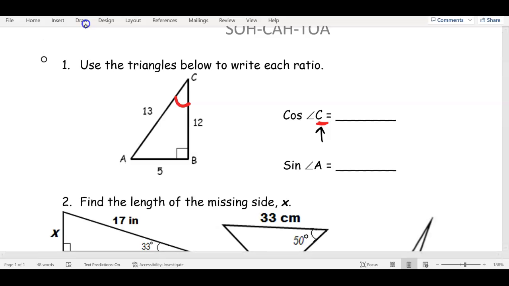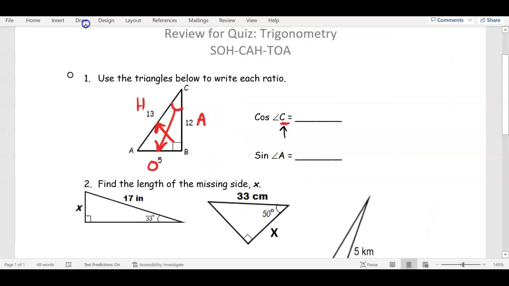And as usual, I'm going to label O, H, and A. So there's my O, there's my H, there's my A, left over. Now, it says SOHCAHTOA at the top. Remember, sine is opposite over hypotenuse, cosine is adjacent over hypotenuse, tangent is opposite over adjacent. So cosine would be A over H.